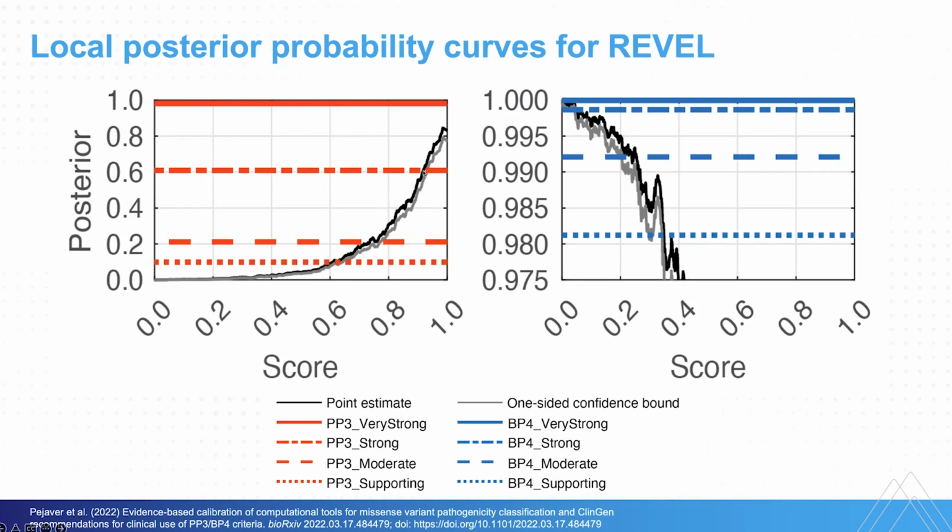So it's a little more stringent. It's to the right in the case of the pathogenic, and to the left in the case of benigns. As you can see in REVEL here, it crosses the supporting at around 0.6, at around 0.75, 0.76-ish you can get moderate evidence for pathogenicity, and close to 0.9 can get strong. So the computational methods can actually provide strong evidence for pathogenicity, and the same holds for benign as well.